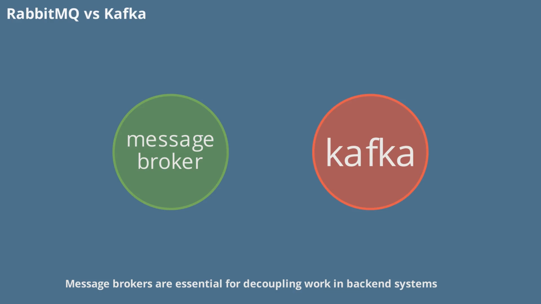Message brokers are essential for decoupling work in backend systems, and Kafka and RabbitMQ serve different purposes. Kafka is a distributed log designed for high throughput and replayability, while RabbitMQ excels at complex routing and task queues. Knowing which broker fits your use case is a valuable skill for backend engineers.